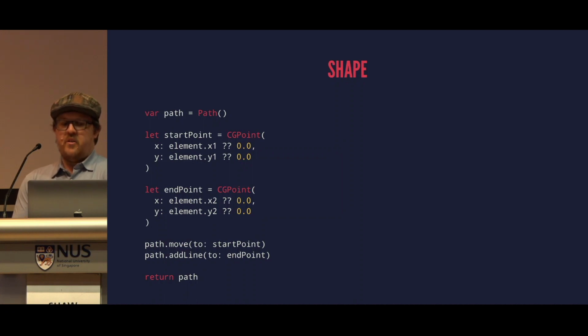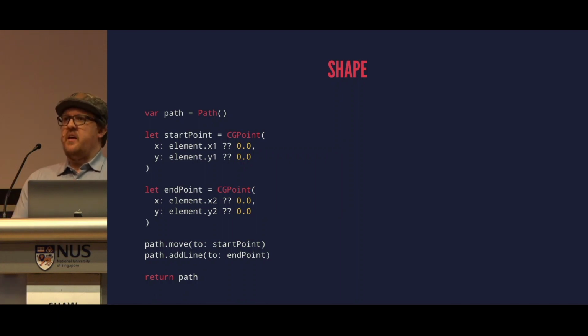So what we are doing here is we're getting a start point and end point from our node, which is the x1, y1, x2, y2 from the attributes, and we are going to move to the start point, draw a line to the end point, and return the path.